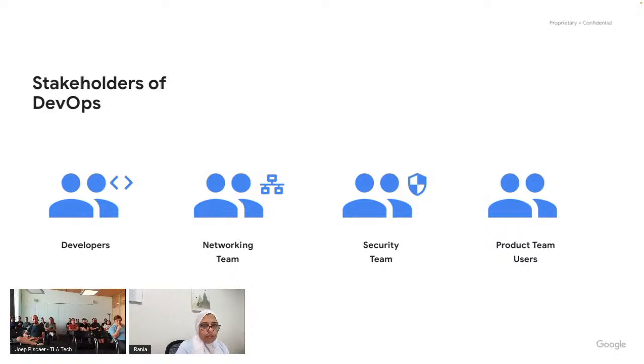I want to start setting the scene by talking a little bit about the different stakeholders, because I see that sometimes we have confusion on IAC versus DevOps versus DevSecOps, and what are the angles that we have there. That's why I wanted to touch on the different stakeholders in the DevOps era. Again, we have the developers, the network team, the security team, as well as the product team, and it can even add to that, but those are the main stakeholders.